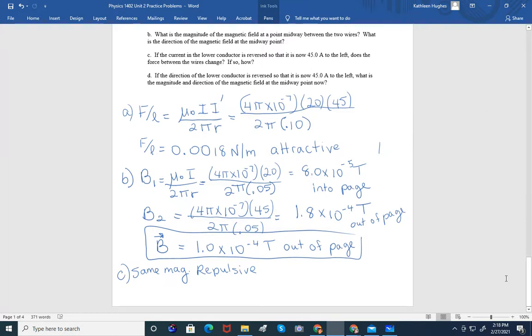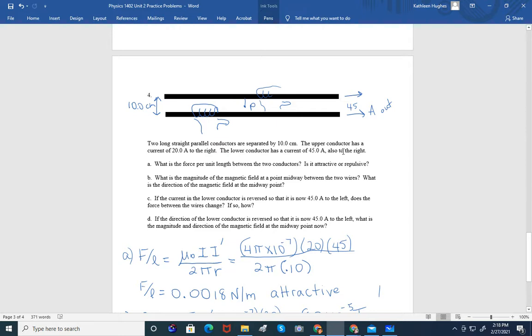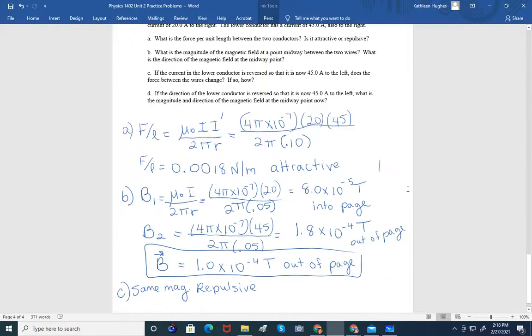So the only change when we reverse where the current goes the opposite direction, as far as the force, the magnitude of the force per unit length is exactly the same. All the numbers are exactly the same. When they're in opposite directions, it will be repulsive.